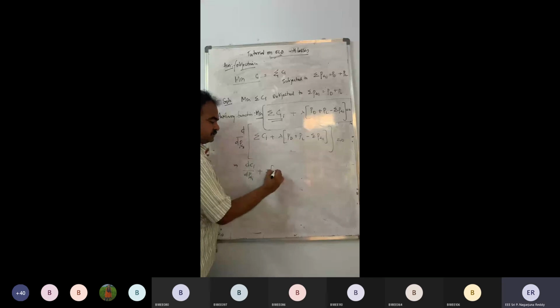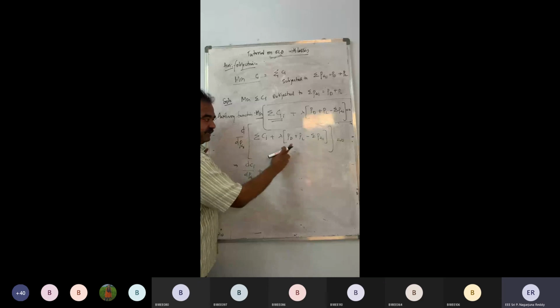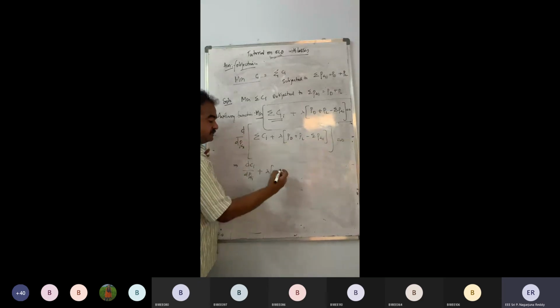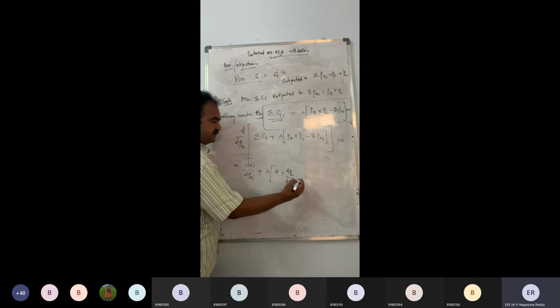Demand is considered as a constant one, which is independent of the generation. Demand is independent of the generation, and so it is considered as a constant one. As far as loss is concerned, it is not a constant one. Losses vary with the generation. I'll show you how the losses vary with the generation.